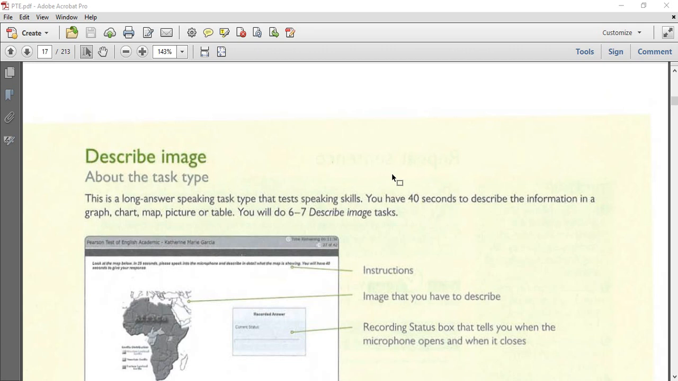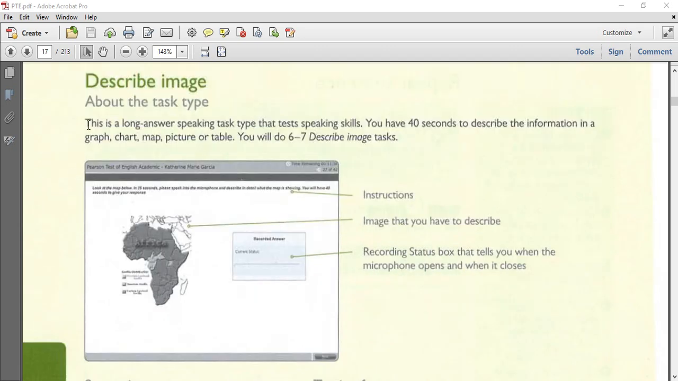Okay, so in this session, we are going to talk about the described image, which would also appear on the PTE test. And now let's jump into the information of this section. Okay, so this is a long answer speaking task type that tests speaking skills.